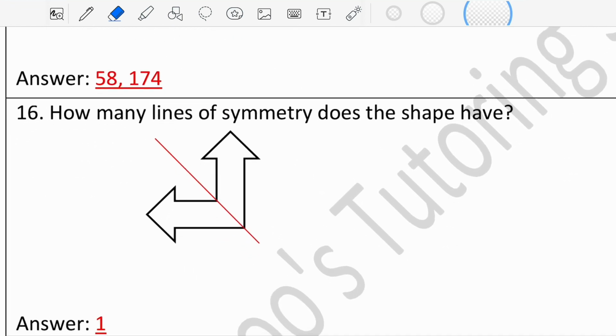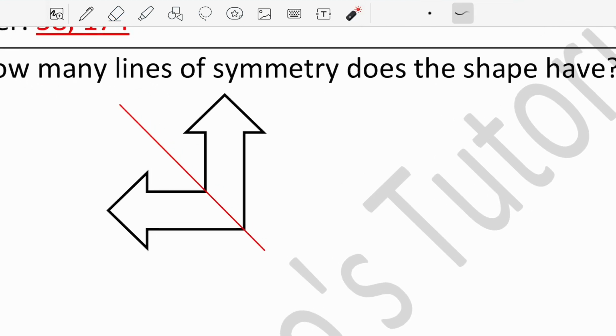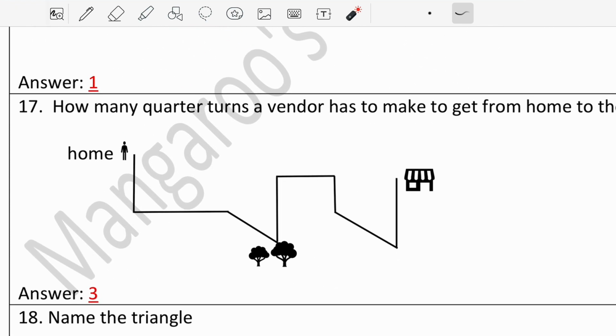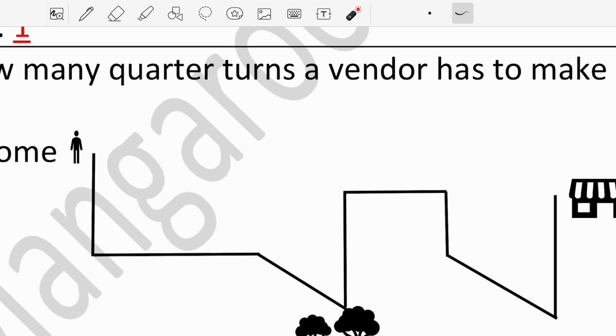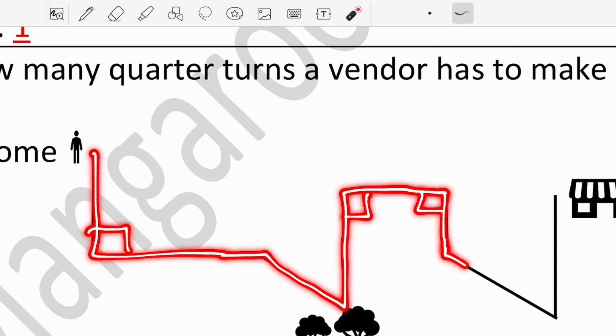Next, how many lines of symmetry does a shape have? So we can see that we have one line of symmetry. Number 17, how many quarter turns from home to the market? We have 1 quarter turn here. We have 1 quarter turn here. We have 1 quarter turn here. So that's a total of 3.